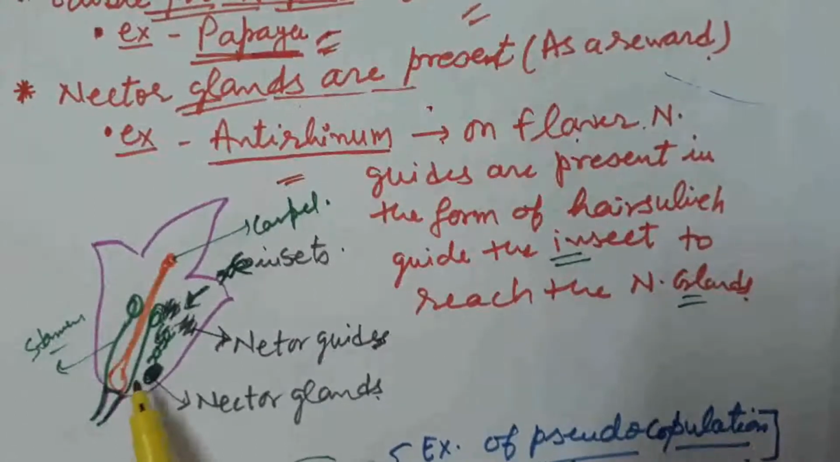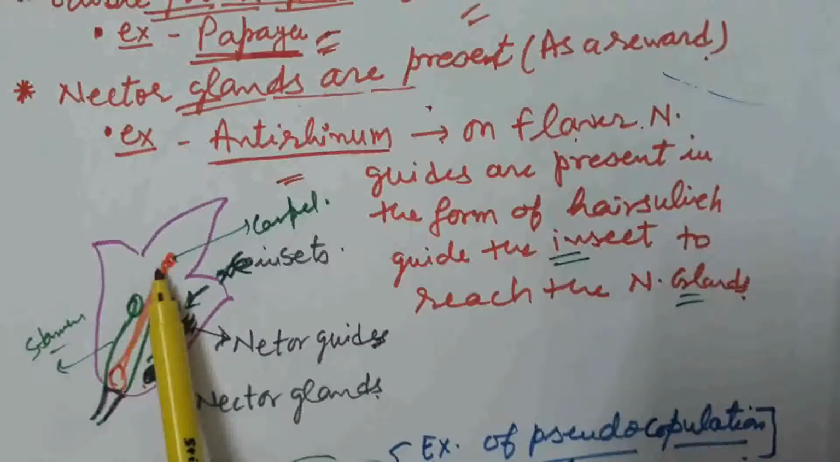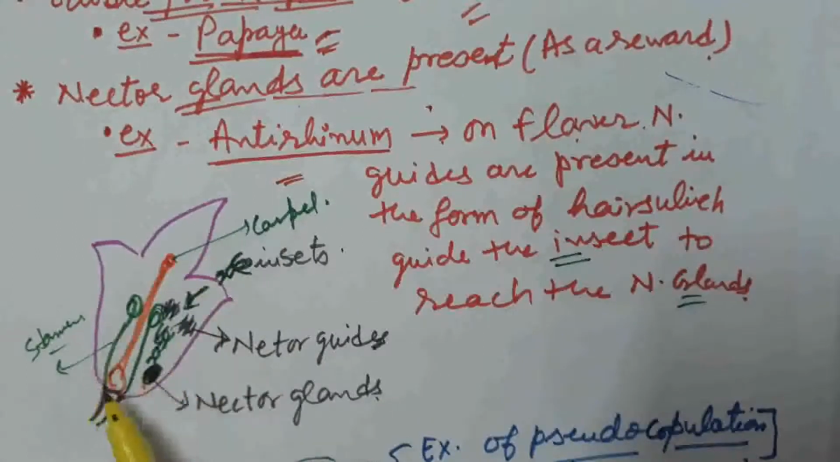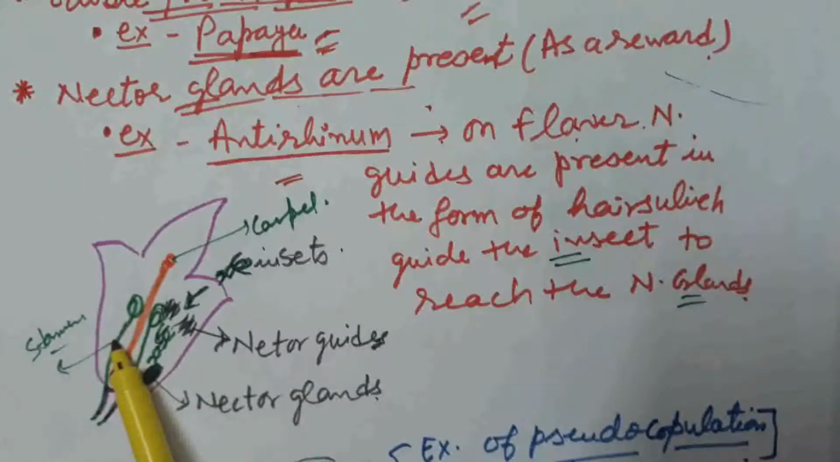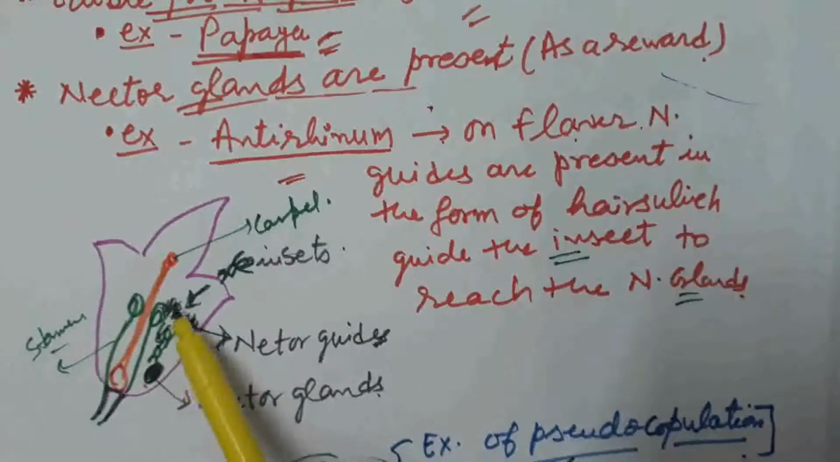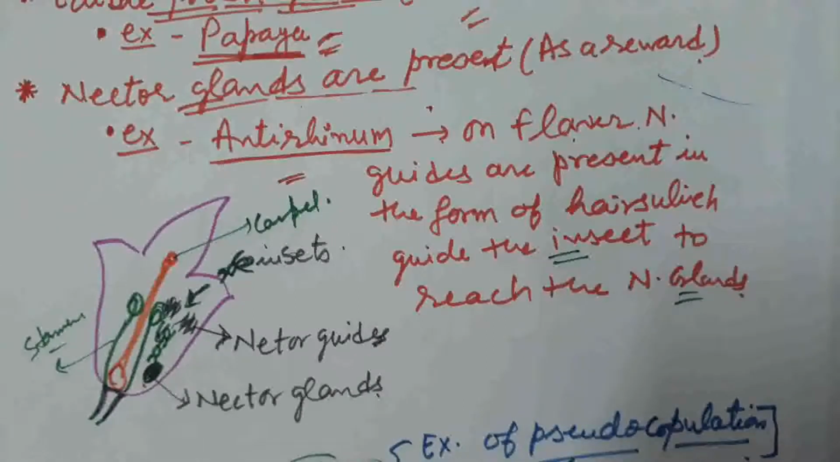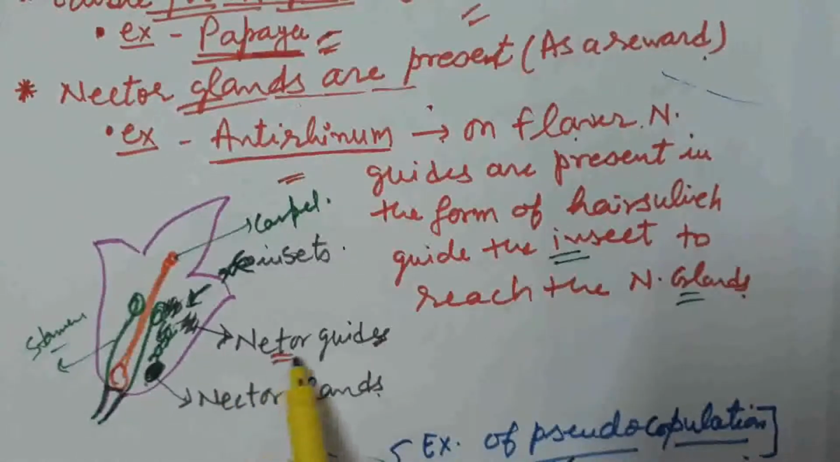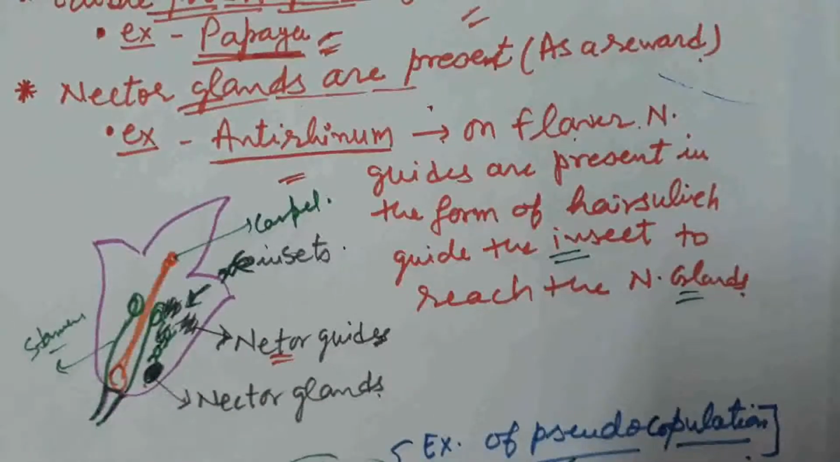This is the flower of Antirrhinum. In the center is the female sex organ, the carpel, around which pollen grains are present inside the anther, and this is the filament representing the stamen, that is the male sex organ. On the flower, these black markings represent the hairs, which act as nectar guides, and here nectar glands are present inside the flower.